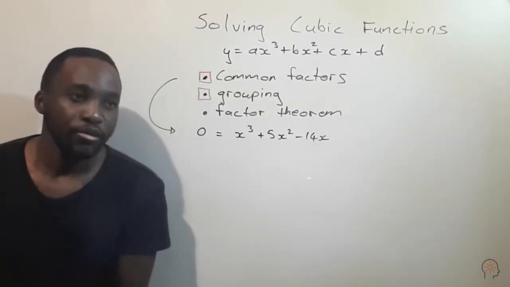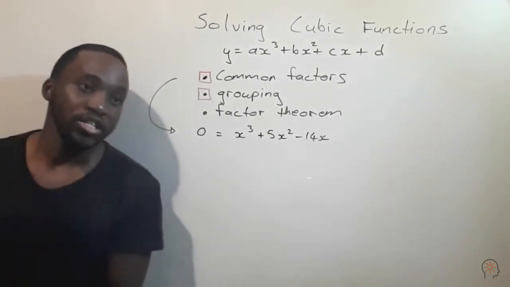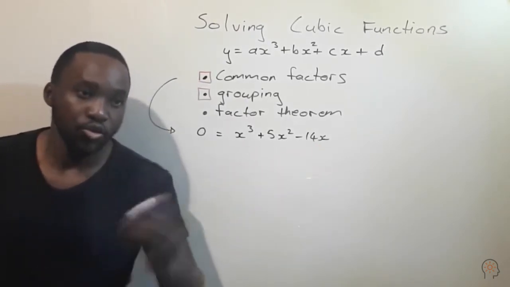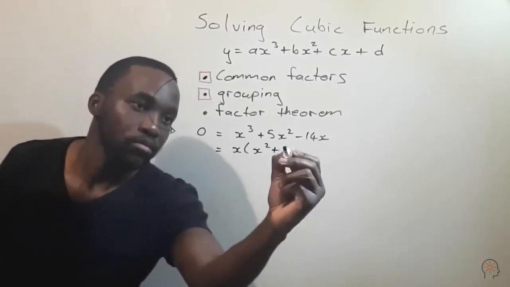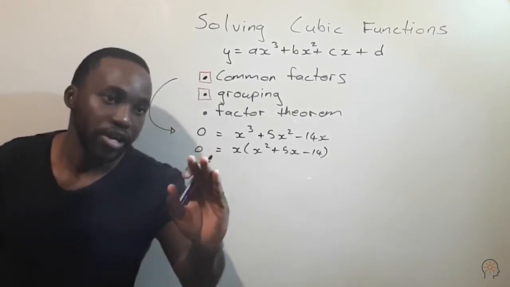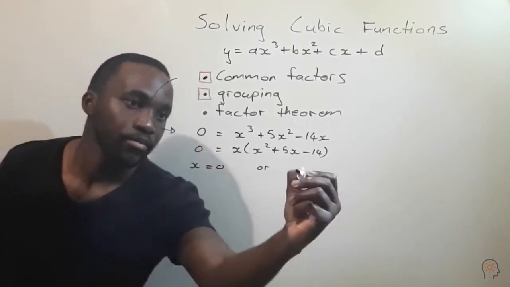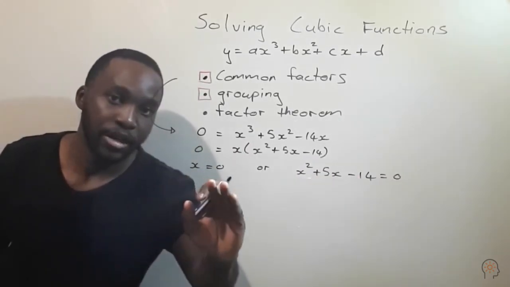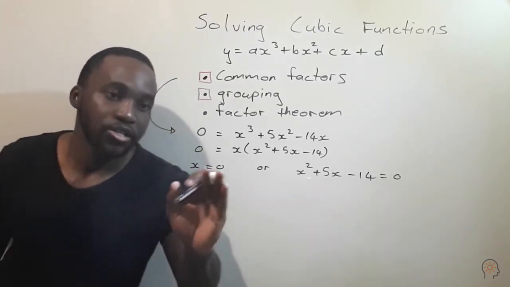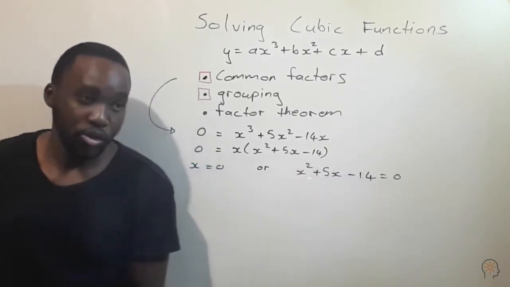For our first example, we're going to use common factors to solve for x. Here we can clearly see that each term has at least an x in it, so we can take that out as a common factor. And then this is what we have. This has given us a scenario where we can split up our equation. If we split it up, we'll have something like this. We said x is just going to be equal to 0, or x squared plus 5x minus 14 is also going to be equal to 0.